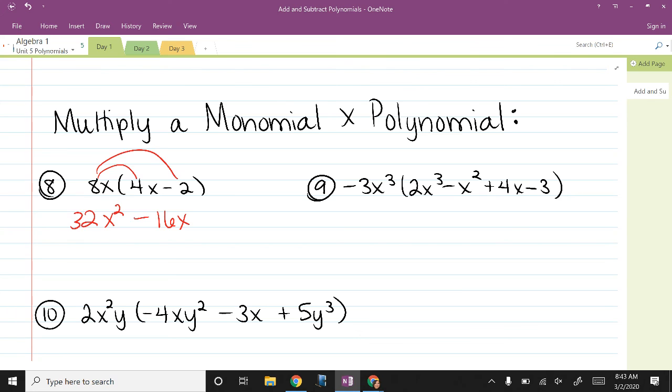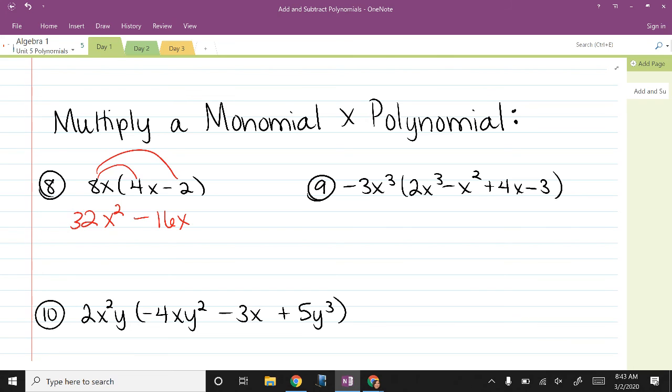All right, copy number 9. So a little bit longer polynomial. This one has 4 terms. And the monomial is negative 3x to the 3rd power. So yes, we're going to use distributive property and multiply negative 3x to the third power times all 4 terms. So we're going to multiply the coefficients and we're going to add the exponents as we go.